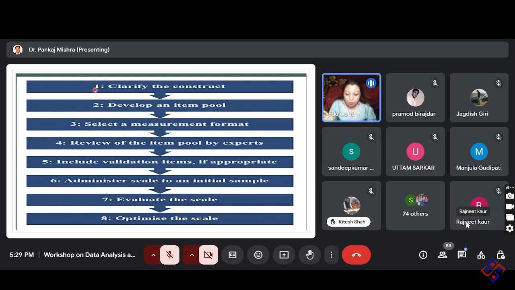So these are the two basic things. We generally confirm it with the help of experts. Okay, so we need to confirm whether our items are actually serving our investigation or not. So that's why we do the review of the item pool. Next, we will do the validation. Now, there are certain processes of validation. We will come to that portion.